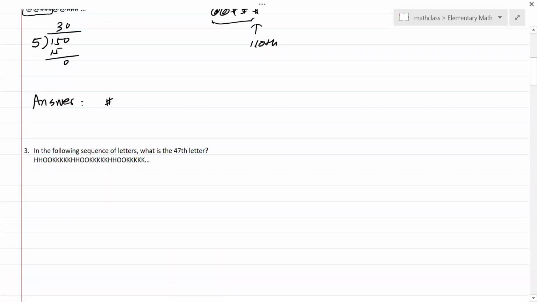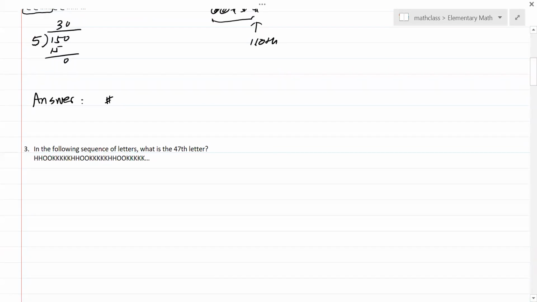Now let's take a look at another one. A little bit complicated. In the following sequence of letters, what is the 47th letter? You got an idea, right? First of all, you have to figure out the block which appears periodically. So look at this block.